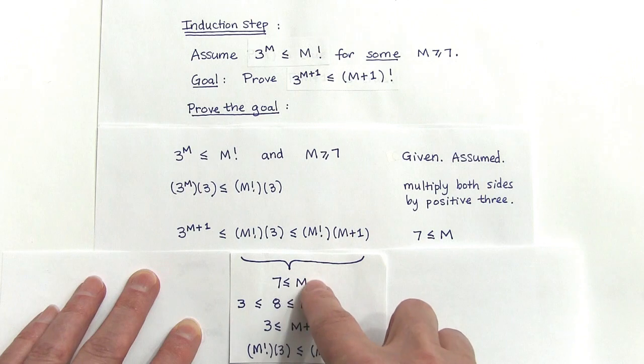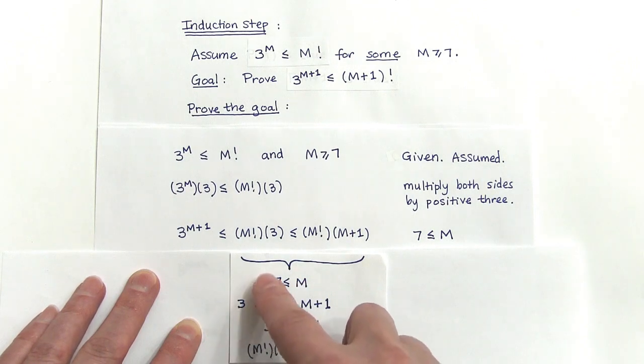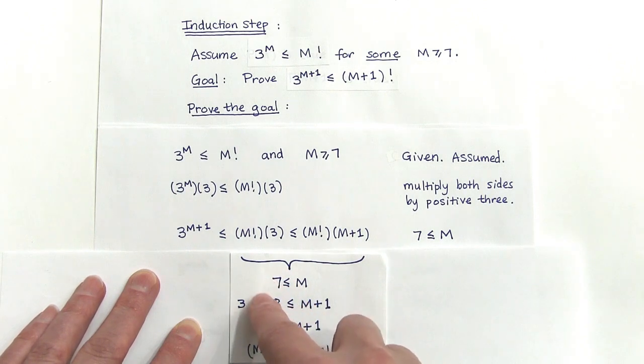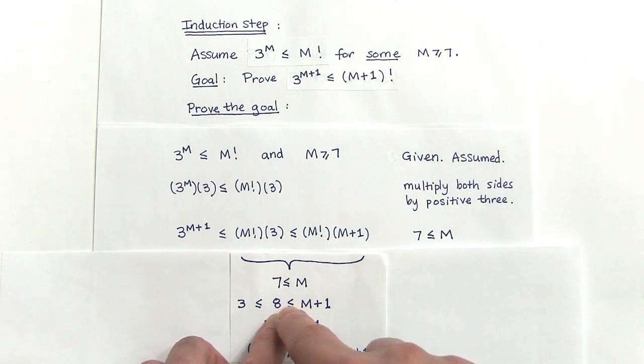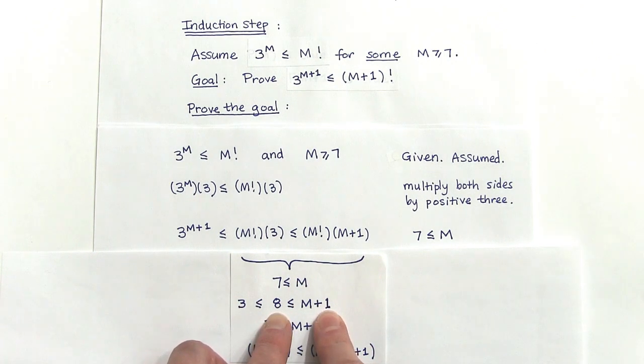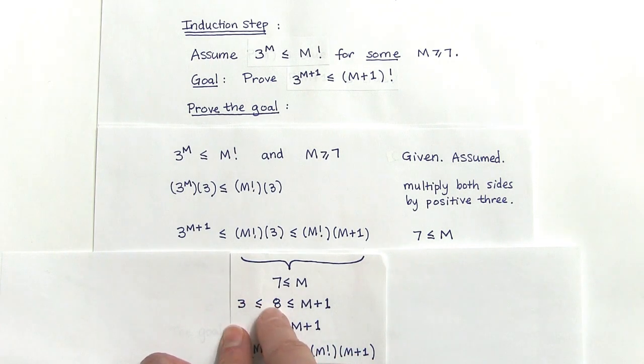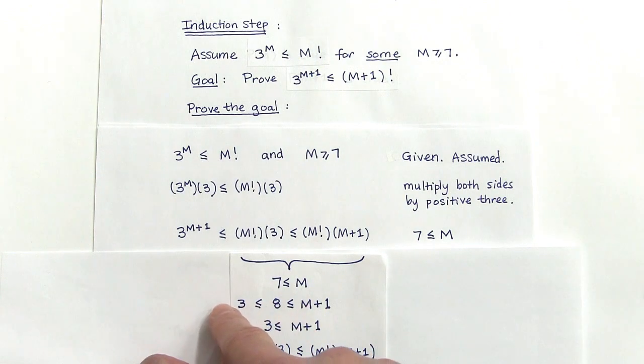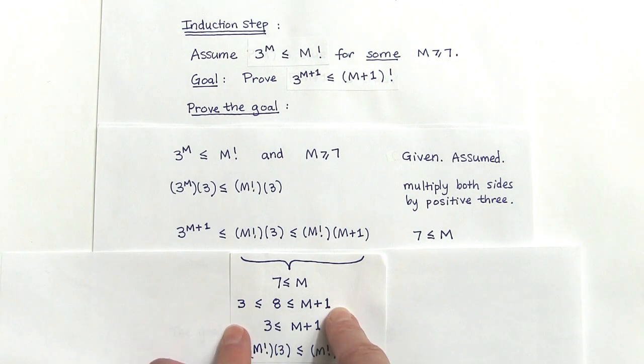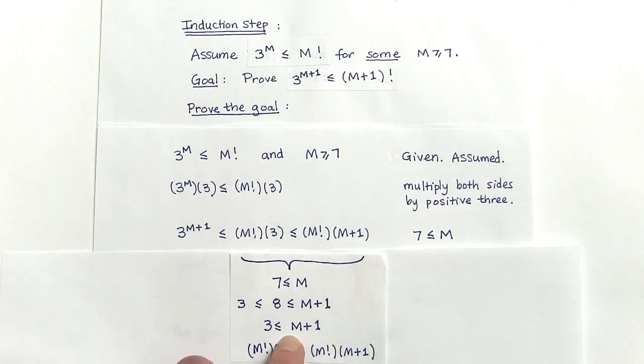Here I added 1 to both sides. So if 7 is less than or equal to m, then 7 plus 1, which is 8, is less than or equal to m plus 1. And 8 is certainly greater than or equal to 3. And then the law of transitivity says if 3 is less than 8 and 8 is less than m plus 1, then it follows that 3 is less than m plus 1. And so that establishes that, indeed, if m is greater than or equal to 7, m plus 1 is certainly greater than or equal to 3.